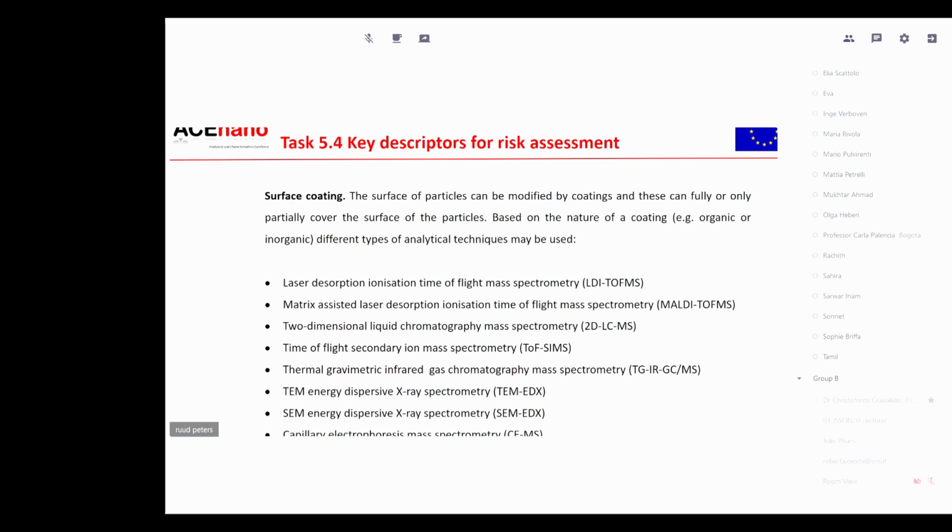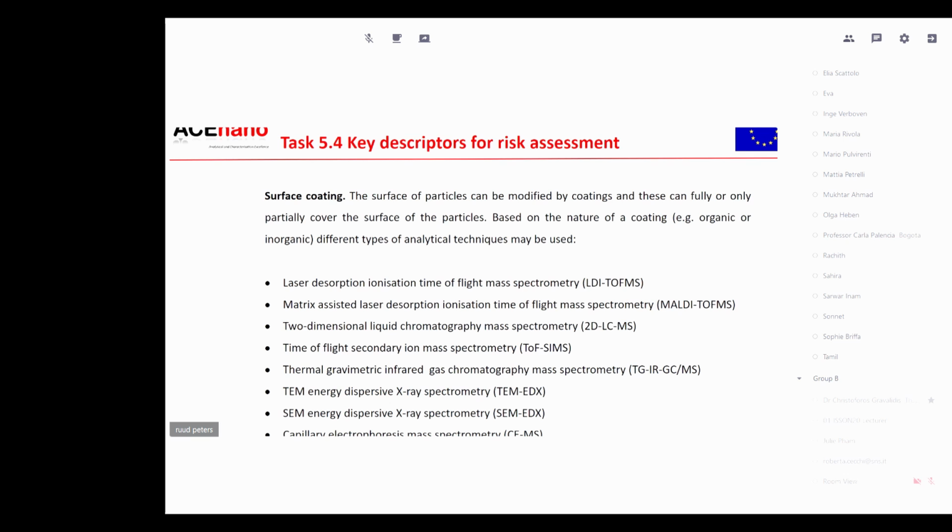Surface coating was another key descriptor which was of importance for risk assessment, and we have looked at this a little bit earlier already. Within the ACEnano project, again, a number of techniques are being developed, used or improved: one based on liquid chromatography and mass spectrometry for the identification of organic nanomaterials, and one based on laser desorption ionization for the identification of organic surface coatings on inorganic particles. TOF-SIMS is also being used, and also the TEM and SEM methods, which are mentioned here.